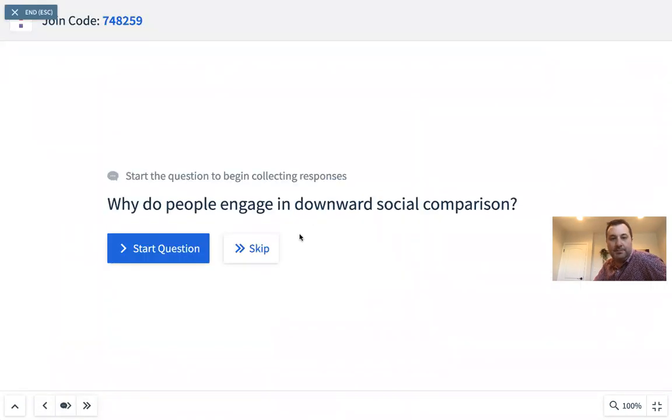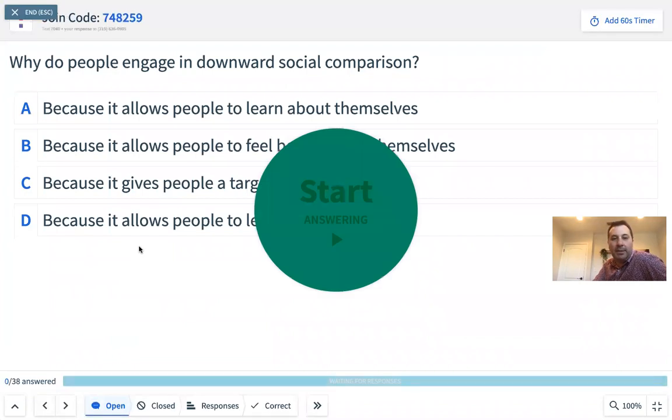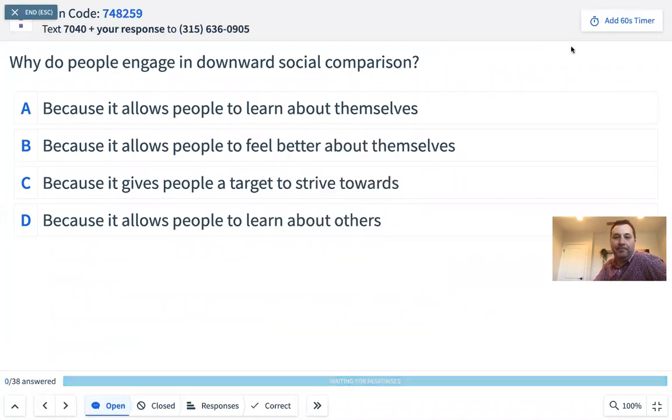Question 3. Why do people engage in downward social comparison? Because it allows people to learn about themselves, it allows people to feel better about themselves, it gives people a target to strive towards, or it allows people to learn about others.